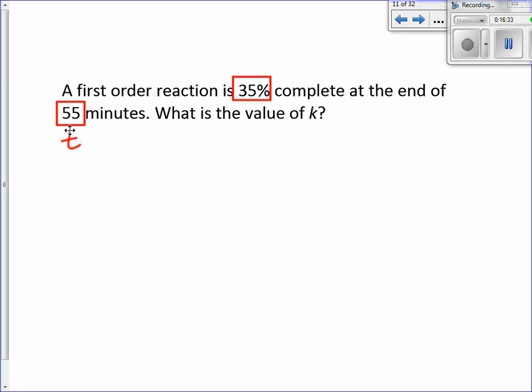But if 35% is complete, that means how much is still around? 65% of the reactant should still be around, okay? Are we good with that? So if we make A initial 100, or 1 might be easier, we'll make it 2 sig figs, and we'll make that 3 sig figs for Nathan, right?